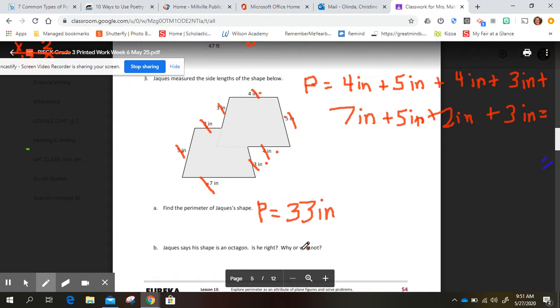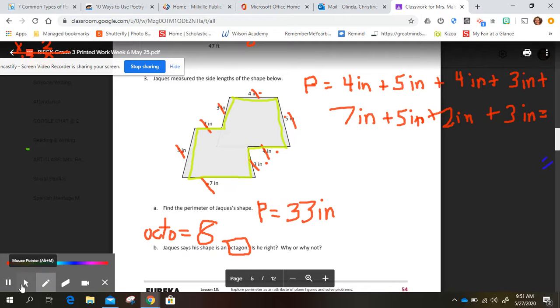Jacques says his shape is an octagon. Is he right? Why or why not? Well, we have to know what an octagon is. Octagon means octo. That root there means 8. So does this shape have 8 sides? Well, let's trace it and see if it has 8 sides. 1, 2, 3, 4, 5, 6, 7, 8.